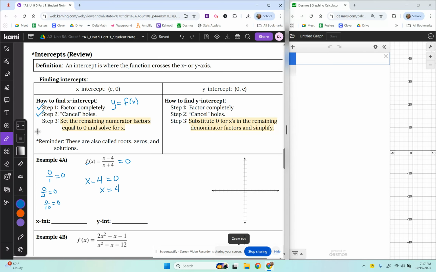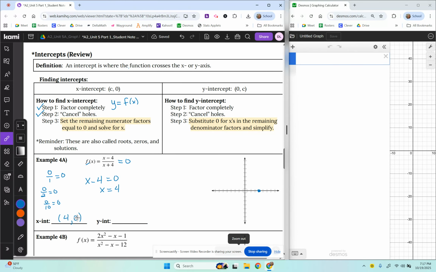Right? Remember, just like we talked about before, these are also called roots, zeros, and solutions. Okay, so if I come over here, I would go over to where x is 4, so 1, 2, 3, 4, and I would place a point on my graph. Okay, this one was pretty easy because there wasn't a whole lot of math to do. So in this case, my x-intercept is 4, 0. I go to the right 4 and up or down 0.